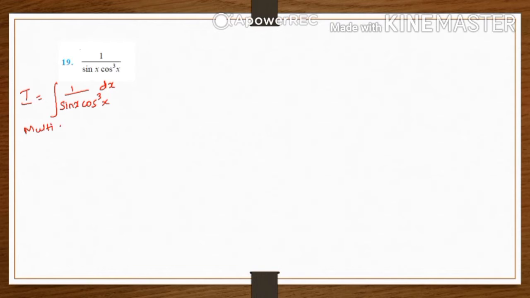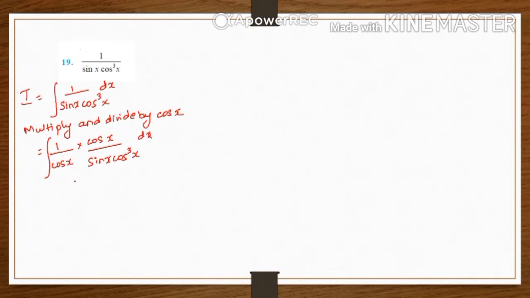So multiply and divide by cos x. This implies 1 by cos x into cos x. In the numerator we will have cos x divided by sin x into cos cube x, which comes under the integral and dx. So I can write cos x divided by sin x into 1 divided by cos power 4x dx.